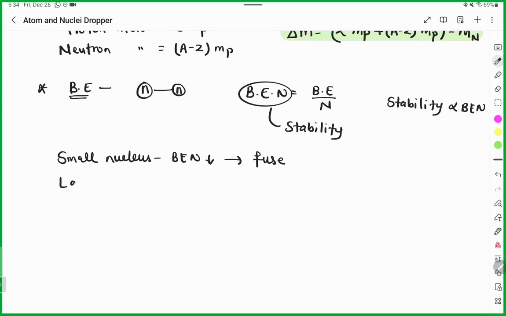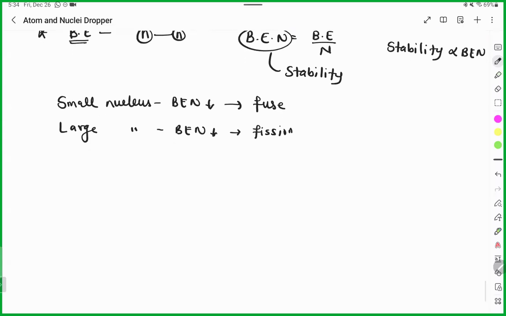If you have a large nucleus, then again binding energy per nucleon is very low, then it will break. Fission will happen in this case. Based on this, you study two types of reaction. First is nuclear fission, which says that one big nucleus will break down, which usually has mass more than 230, and form small nuclei. Bigger converts into smaller.